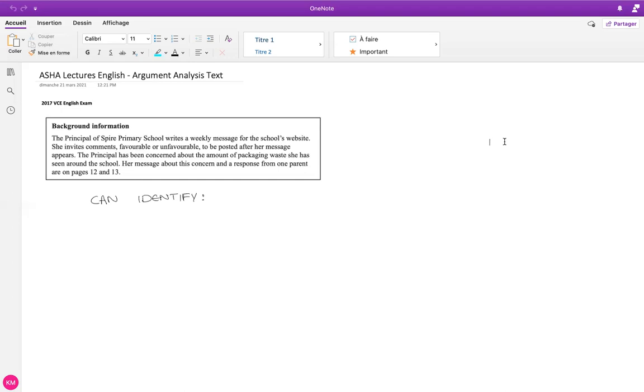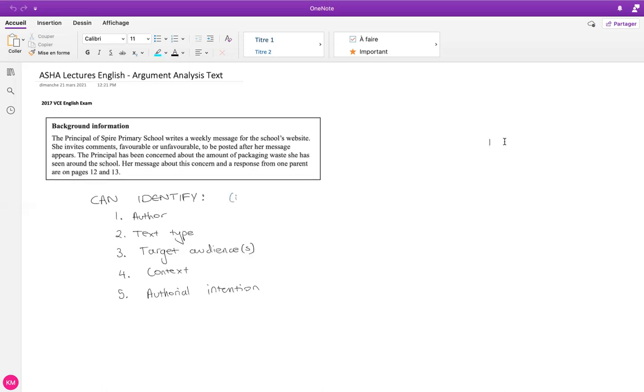Ideally, and I want to emphasize ideally, because you might not be able to identify all of these features, we will definitely find who the author is, what the text type is, what the target audience is. I'm going to put a little cheeky S there to specify that there may be more than one, hint, hint. The context, as well as the authorial intention. Fantastic.